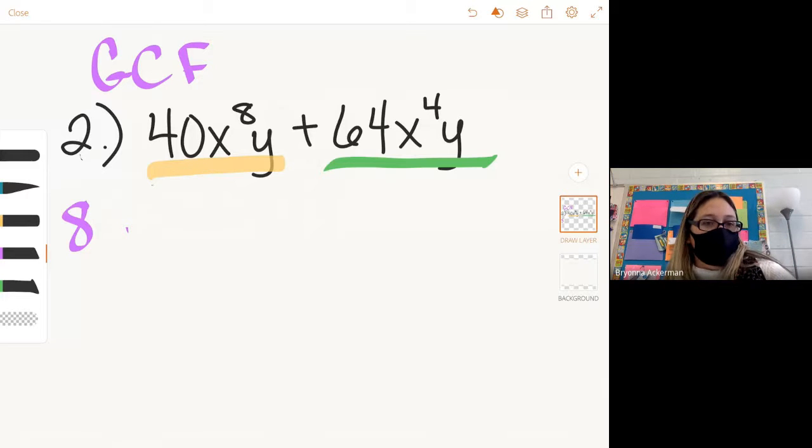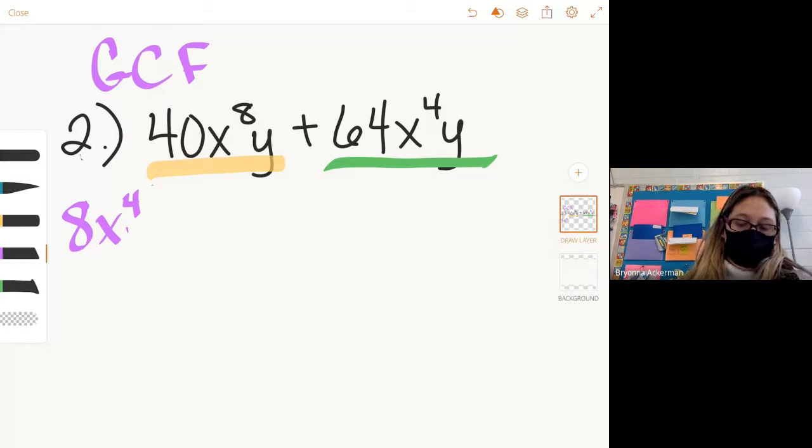Okay, so out of the x's, what's the smallest exponent? Yeah, so x to the 4th is going to be the smallest x. And then what about the y's? What's the smallest exponent on the y's? If there's no exponent, what is it? 1, right? Just 1. So both of them have no exponent, so they both have y in common. Okay? So we're taking out everything they have in common.